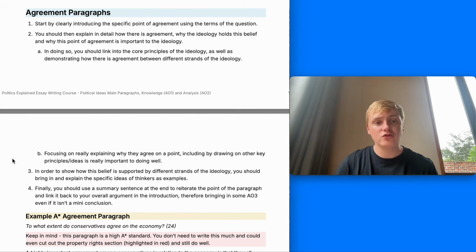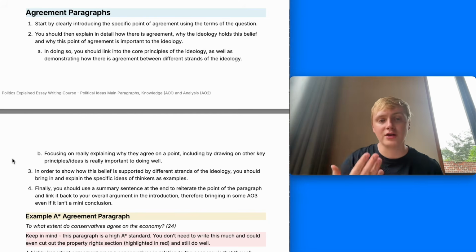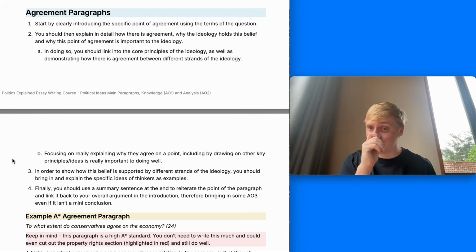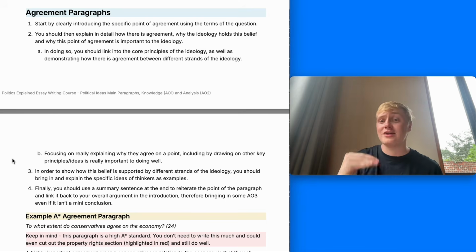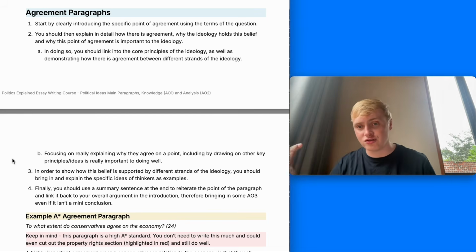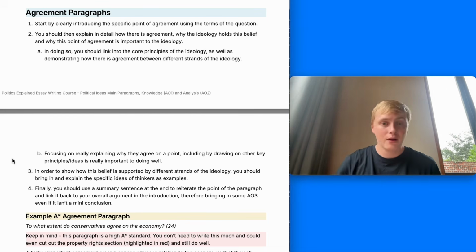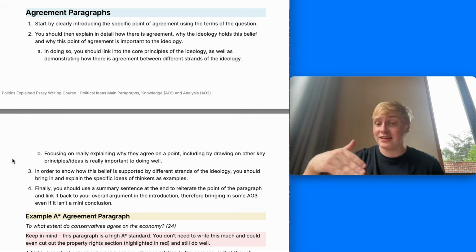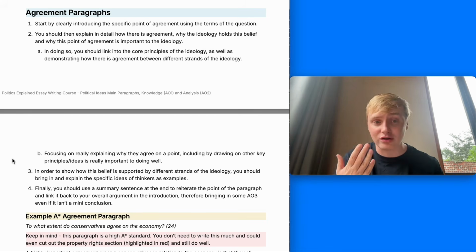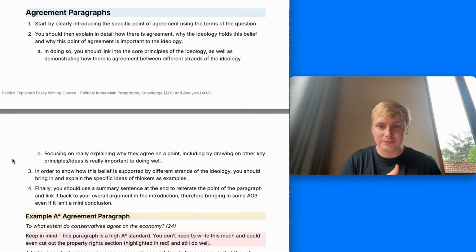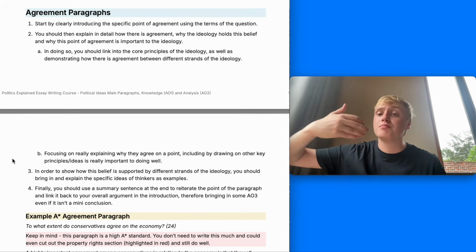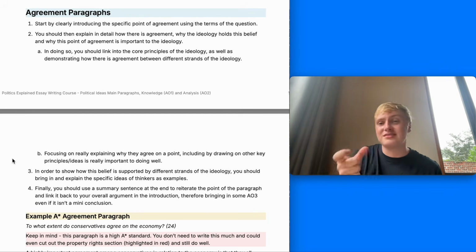And then finally, you should use a summary sentence at the end to reiterate the point of the paragraph and link it back to the overall argument you've set out in the introduction, and that's going to be in your conclusion. So you should be very consistent with that overall argument. Say you've argued that agreement's more important in the introduction: in your agreement paragraph, you then at the end really restate, therefore this shows how there's major agreement within the ideology in relation to the economy, if it's that point. Or if you actually argue for disagreement, at the end of that agreement paragraph, you might say, as the rest of this essay demonstrates though, even though there's this broad agreement, they fundamentally disagree to a big extent as they disagree on the specifics of this disagreement.